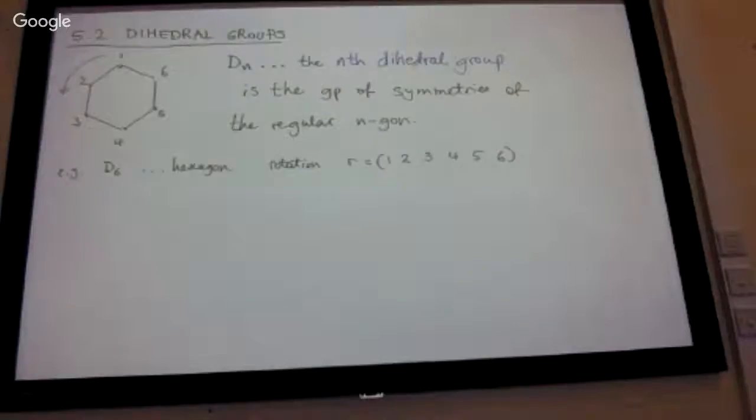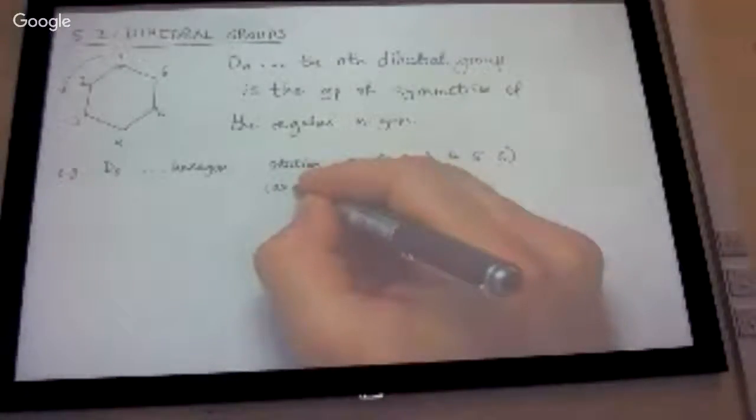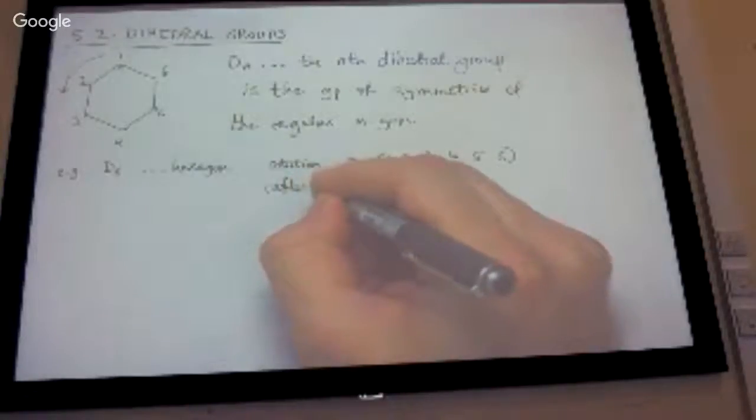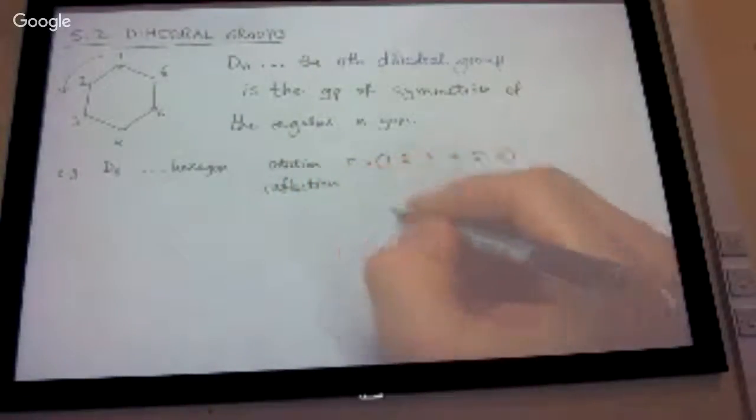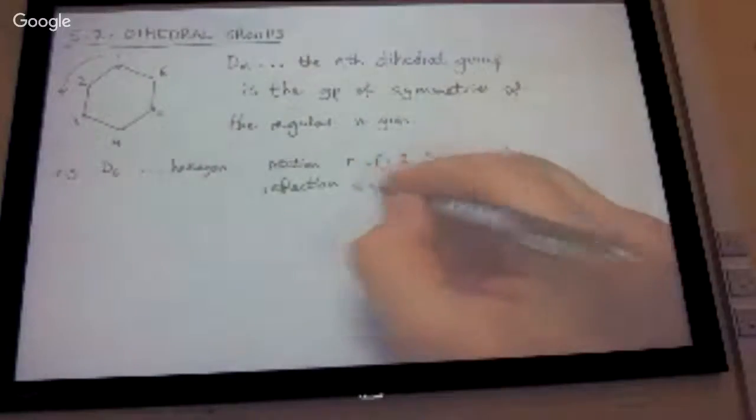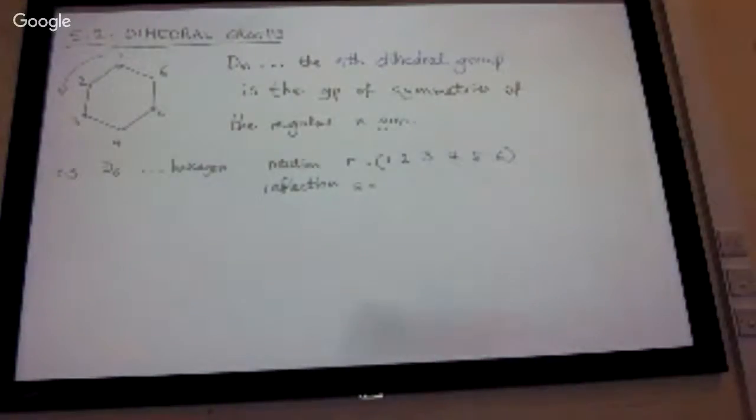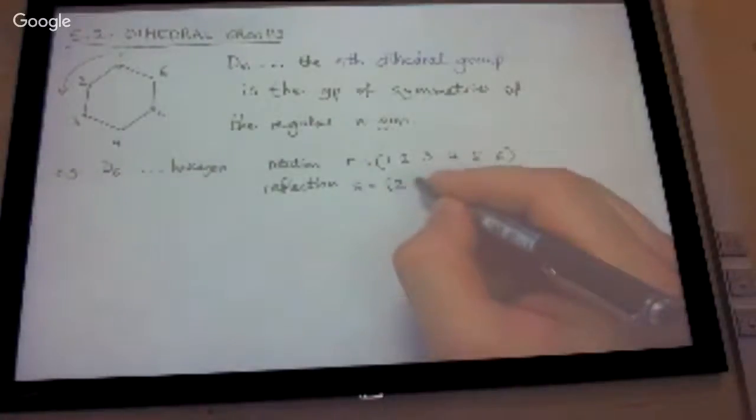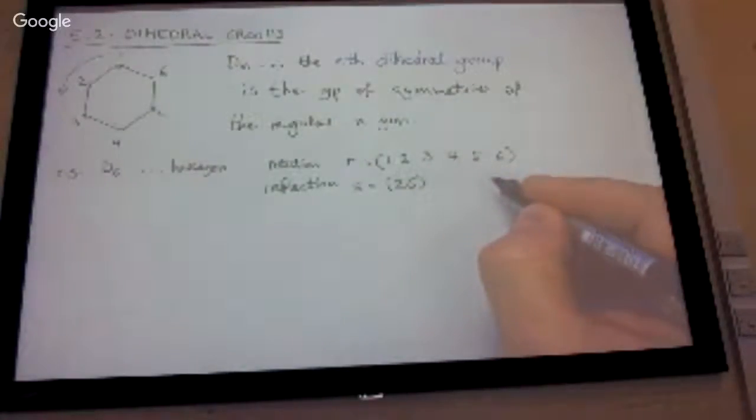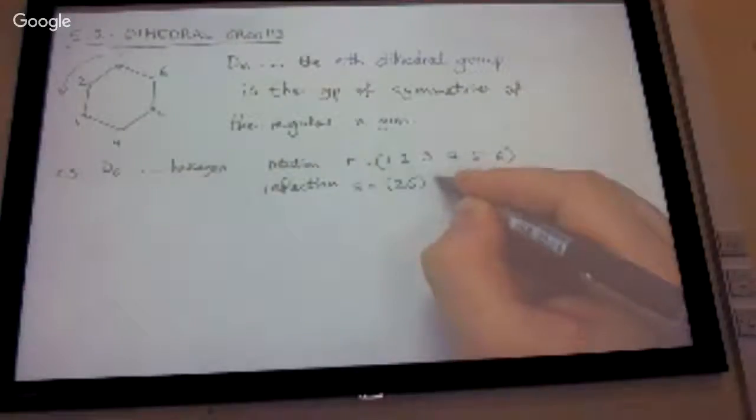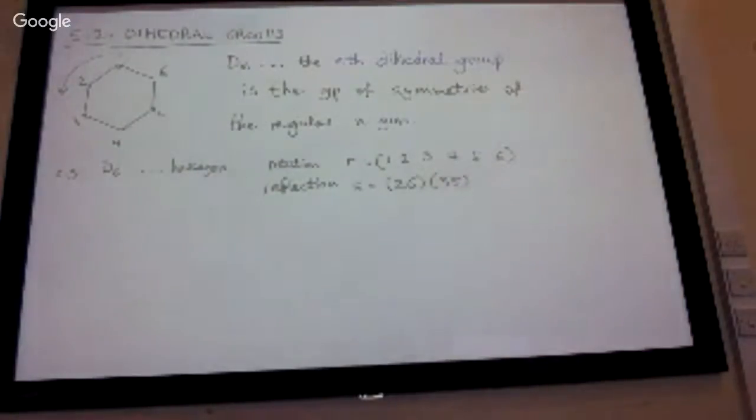Okay, what else can you do with it? Reflect it. Yes, you can reflect it about an axis. Pick an axis. Okay, so what does it do? 2 goes to 6? Yeah. 3 goes to 5? And 1 goes to 1, and 4 goes to 4? Okay, what else can you do?